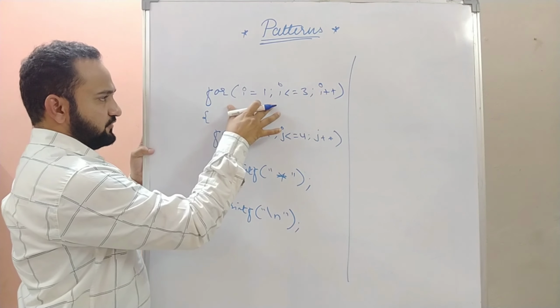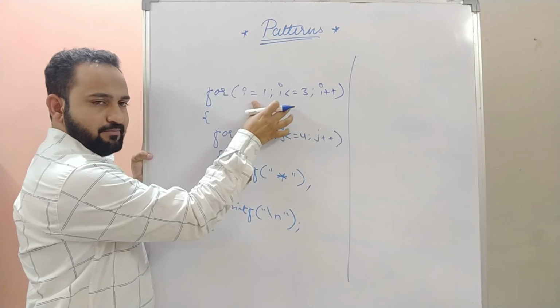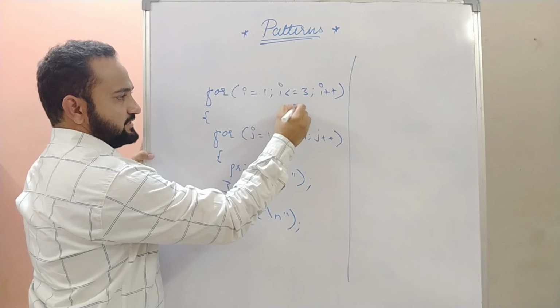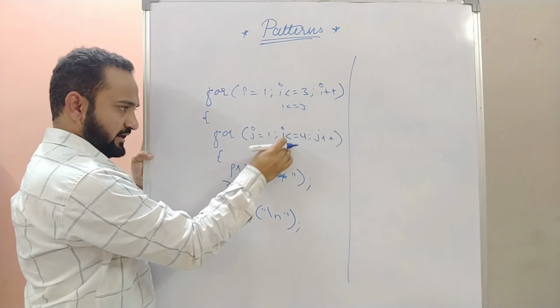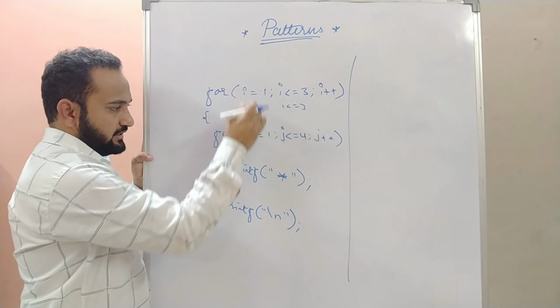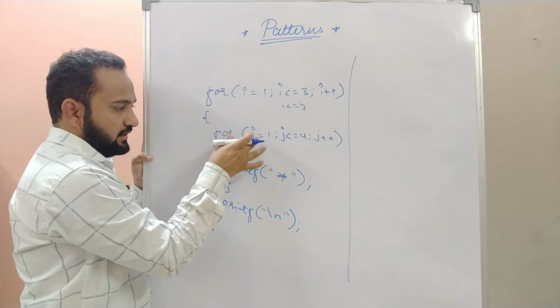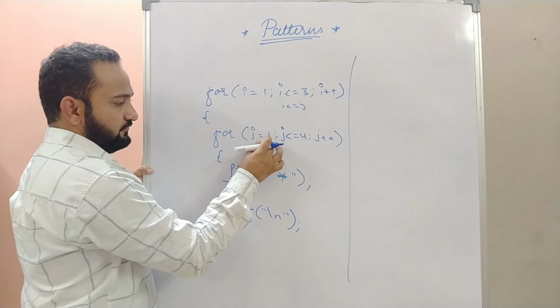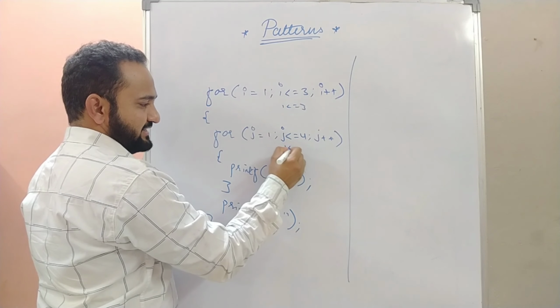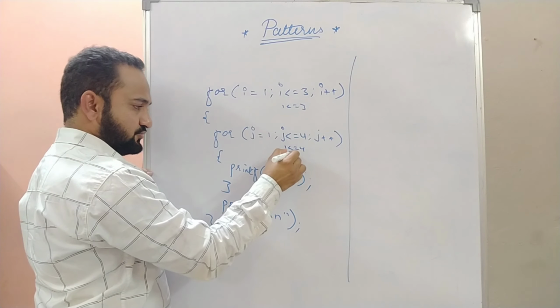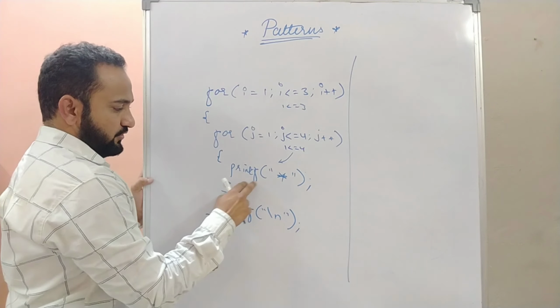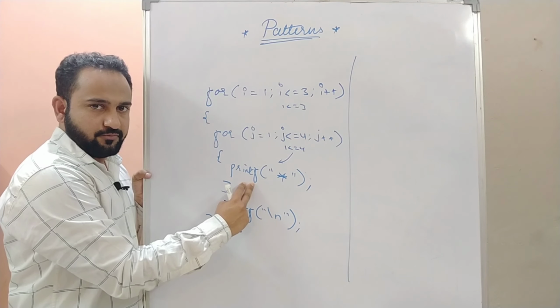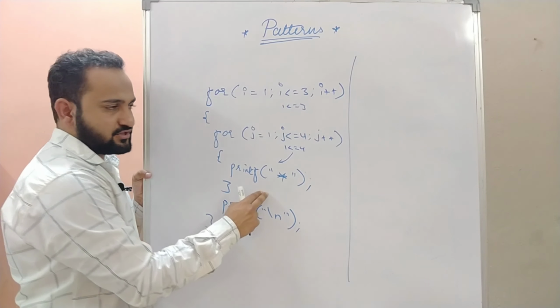So for the first case, what will happen? The value of i will become 1. 1 is less than or equal to 3. Yes, the condition is satisfied. It will come inside. It came inside this for, and again it encounters one more for loop. Here the value of j will be initialized to 1. 1 is less than or equal to 4. Yes, the condition is true, so it will come inside. Inside this printf statement, we have to print star.